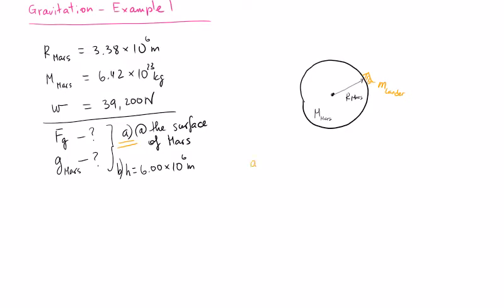To find the gravitational force, we are just going to use the law of universal gravitation, that equals G times the mass of the lander, the mass of Mars, capital M, over the radius of Mars squared.